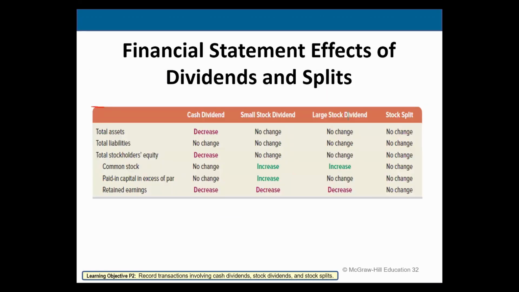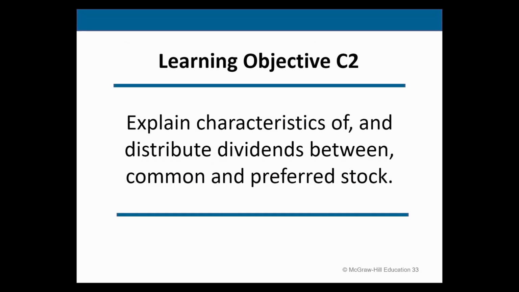Cash dividends will decrease total assets, cash, and decrease total stockholders' equity, where retained earnings is decreased. Small stock dividends will increase both common stock and paid-in capital in excess of par accounts, while retained earnings will be decreased. Large stock dividends will increase common stock and decrease retained earnings. Stock splits leave all the accounts unchanged, thus no journal entry is required. Explain the characteristics of and distribute dividends between common and preferred stock.